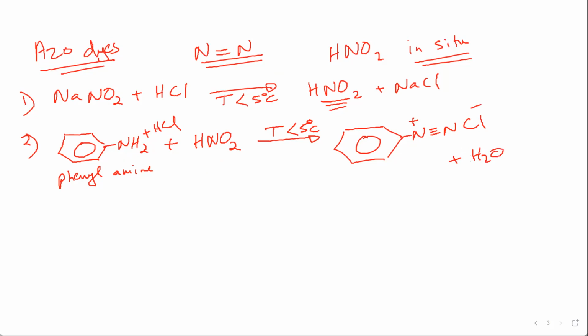Sometimes they will ask you here, if the temperature exceeds 5 degrees Celsius, or exceeds 10 degrees Celsius, we will see that the phenylamine will change to a phenol, and the reaction will not proceed. We will not form azo dyes, but instead phenol is obtained. So the temperature here must be lower than 5 degrees Celsius, otherwise phenol is produced.